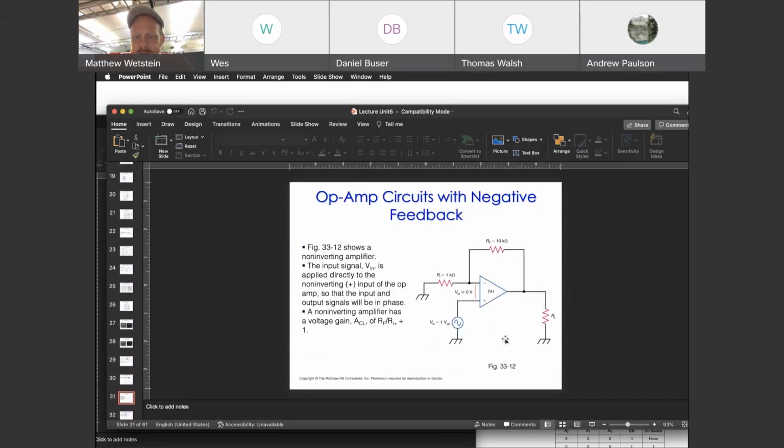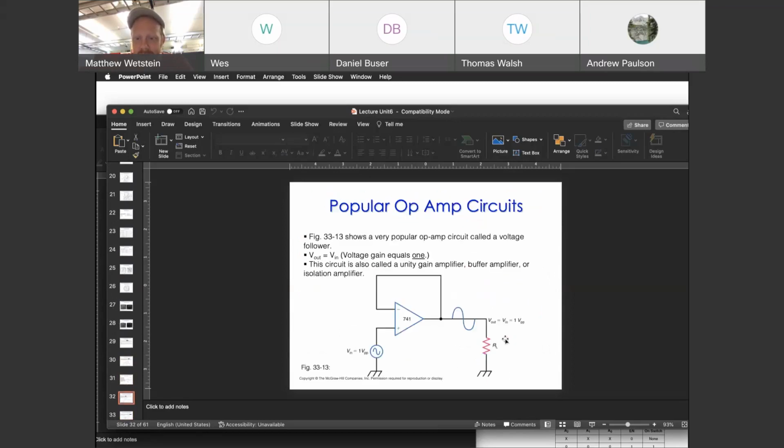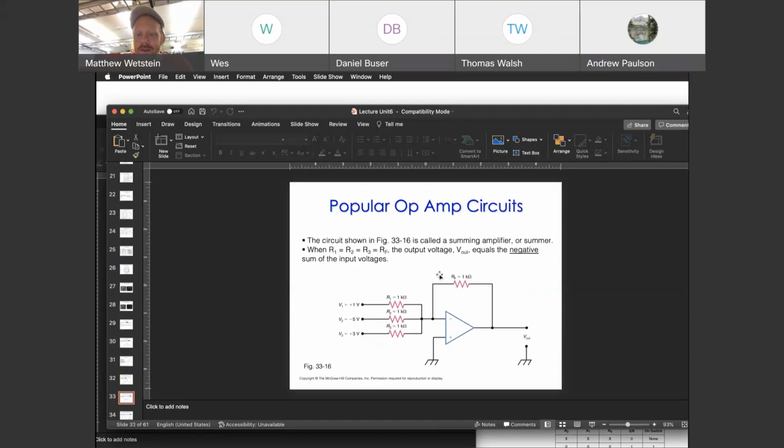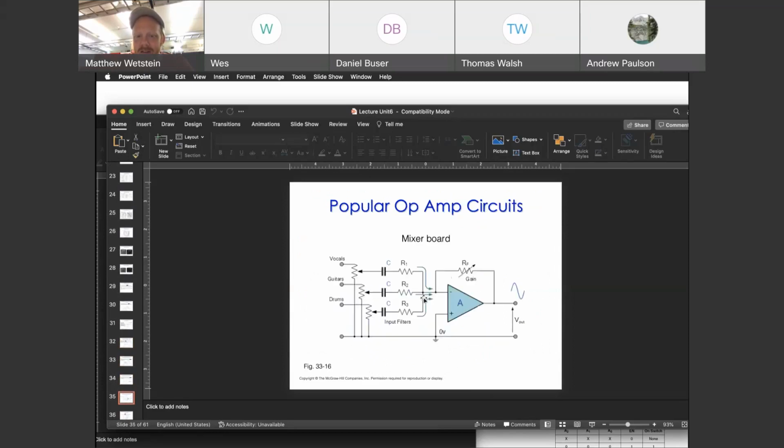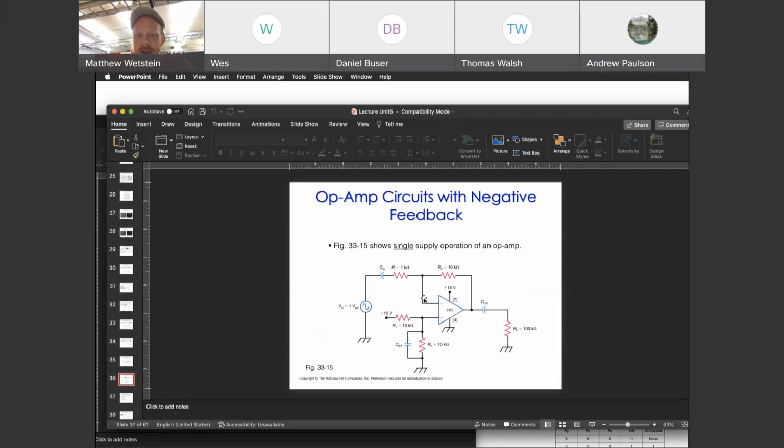Again, like I said, with the different kinds of feedbacks, and remember, there are 2 different kinds of negative feedback. You can get unity gain. I'd like you to know the different types of op-amp circuits, like voltage summers and what those do, summing amplifiers, like a mixer board.